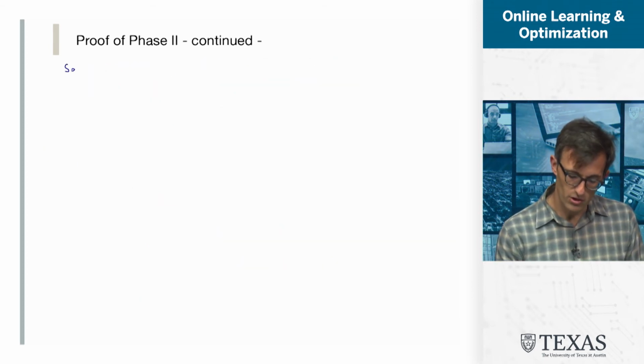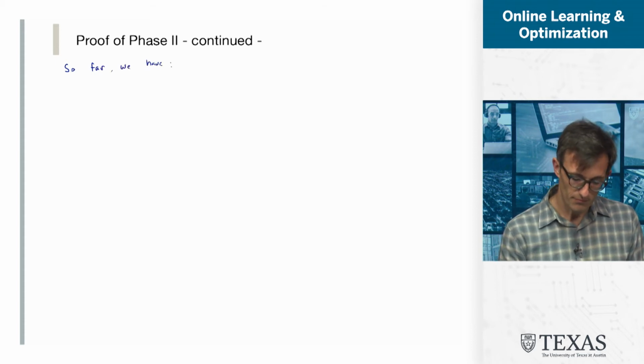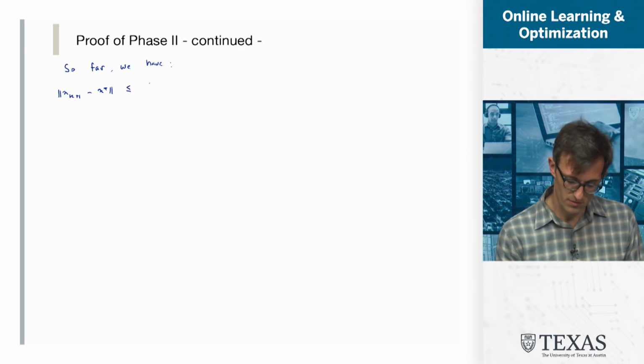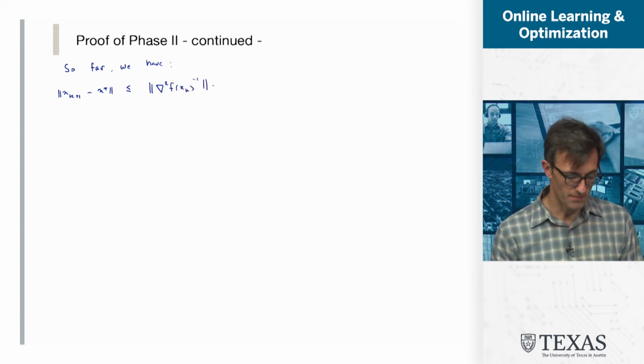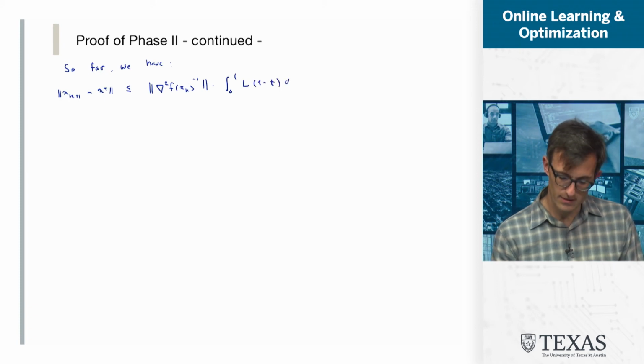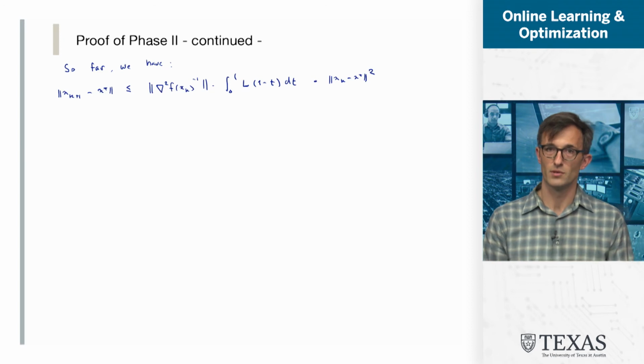Okay, so just copying from the previous slide, so far we have obtained that the norm of xk plus 1 minus x star is less than or equal to the norm of the Hessian at xk inverse, times the integral from 0 to 1 of L times 1 minus t dt, times the norm of xk minus x star squared. And you can see we're getting quite close.